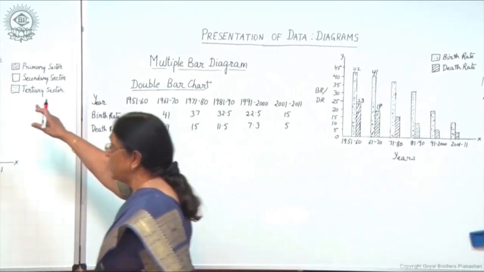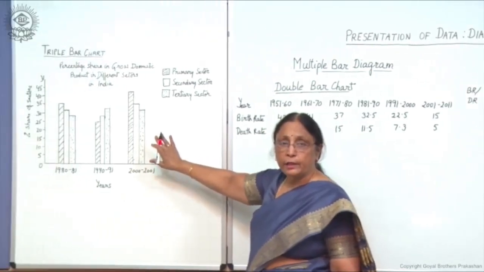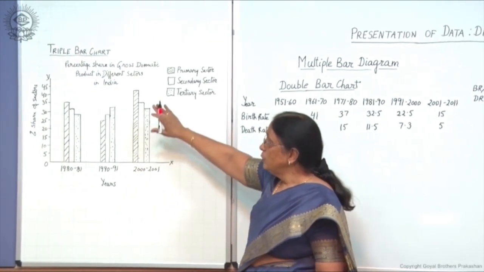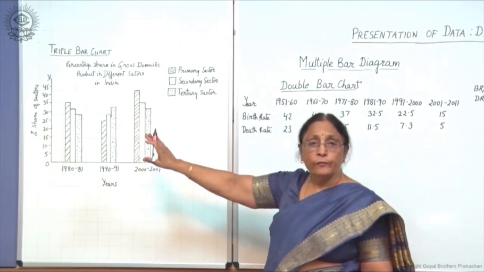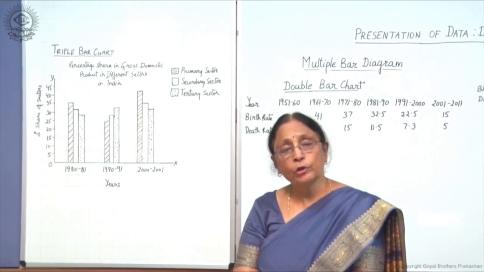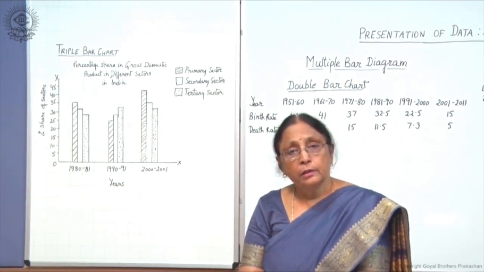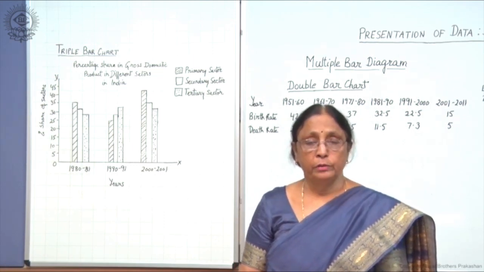Now here, triple bar chart. See here, I have not taken any data, I just want to do the comparison of the production of different occupational sectors. What are occupational sectors? This is on the basis of the different types of occupation or activities carried on.